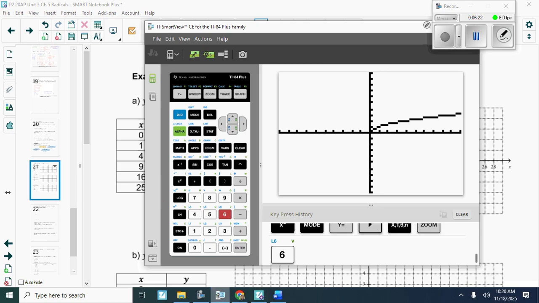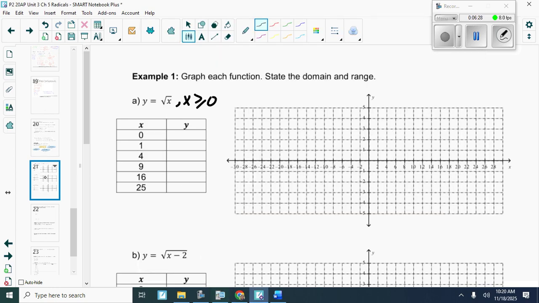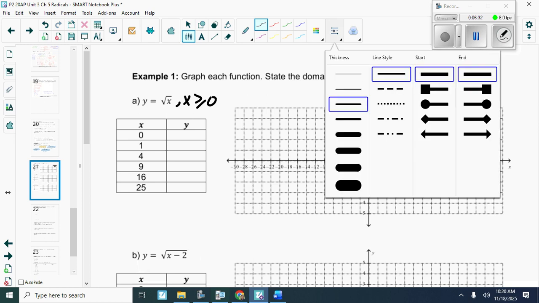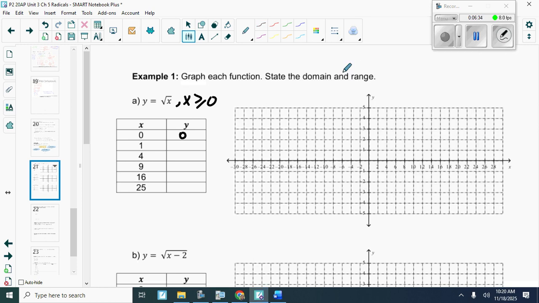Now, if we wanted to do a table of values, you have two choices. Your table of values is here. You may either substitute. So when you put in x is equal to 0, you're going to get out 0.